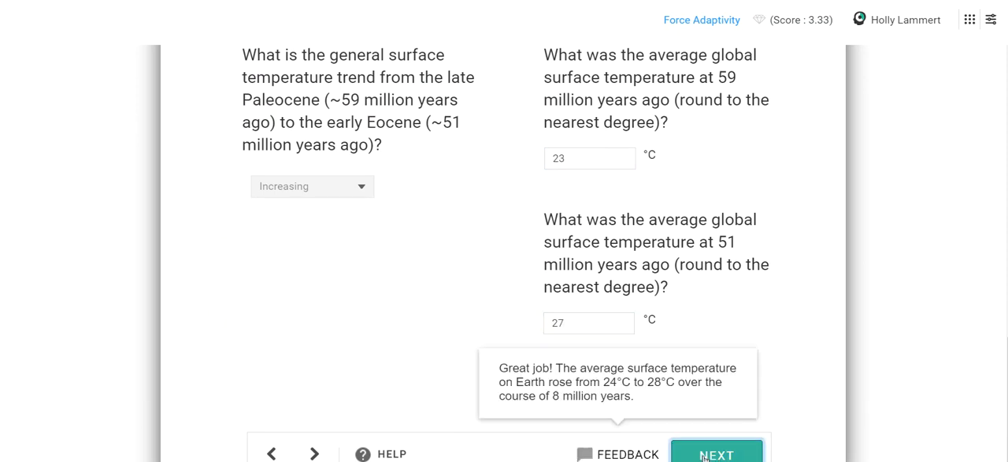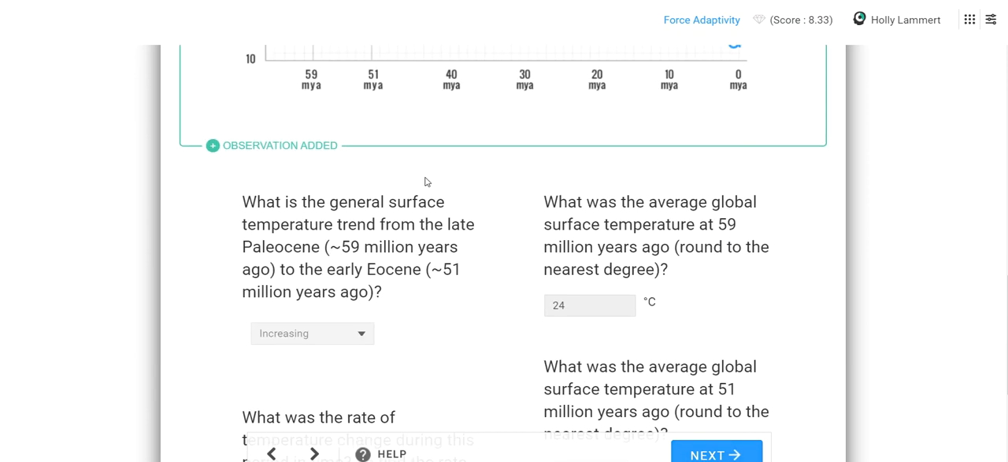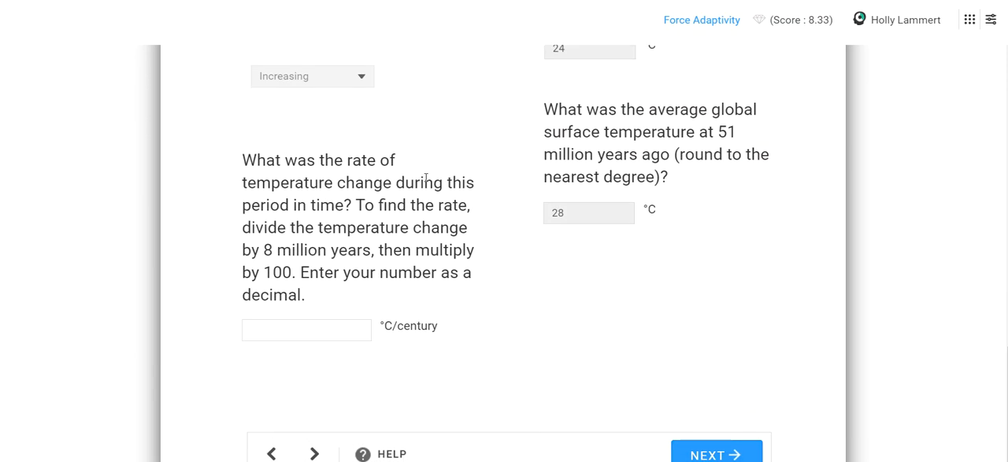Next. All right, and they estimated it a little bit different. They said 24 to 28 over the course of 8 million years. All right, last question here. What was the rate of temperature change during this time period? To find the rate, divide the temperature change by 8 million years, then multiply by 100. Enter the number as a decimal.